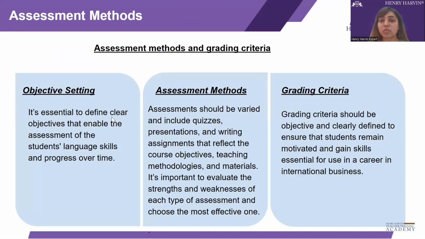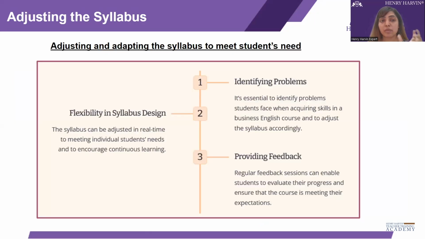All right, then objective setting, that we have already done. Assessment methods. Okay, how would you want to assess? Quizzes, in writing, perhaps you want to give them presentations and you want them to present as well. Okay, some writing assignments, course objectives, teaching methodologies and material. It is important to evaluate these strengths and weaknesses after every topic. And then the grading criteria we have already discussed. So this is going to be your assessment methods and grading criteria. This is a very essential part of your syllabus.